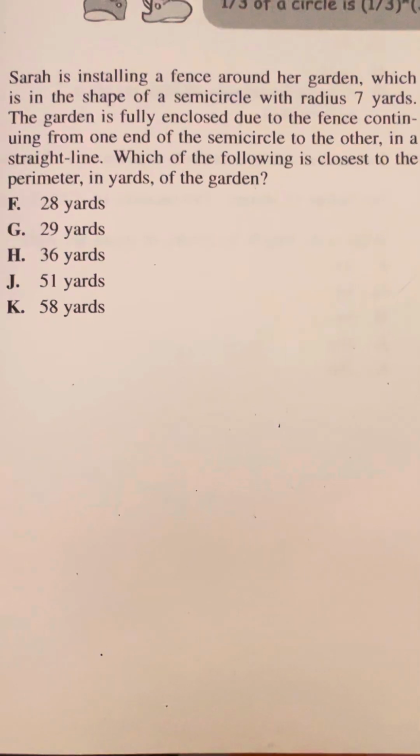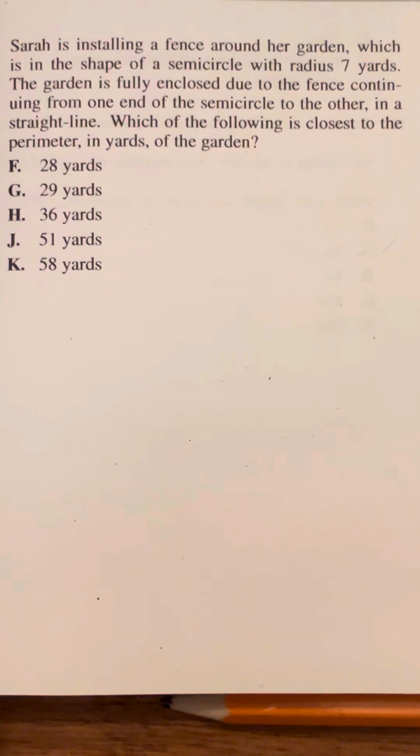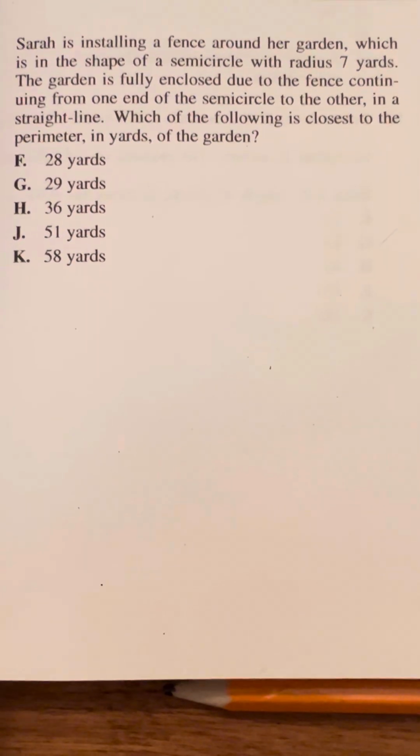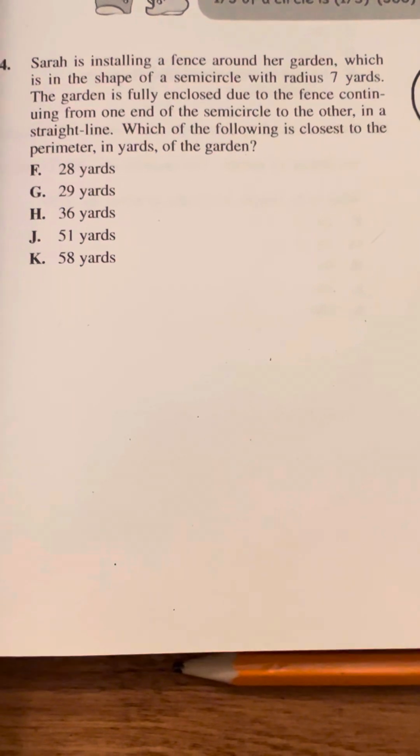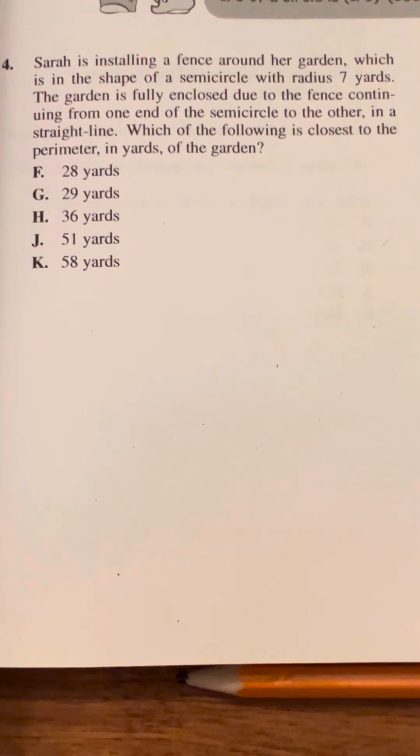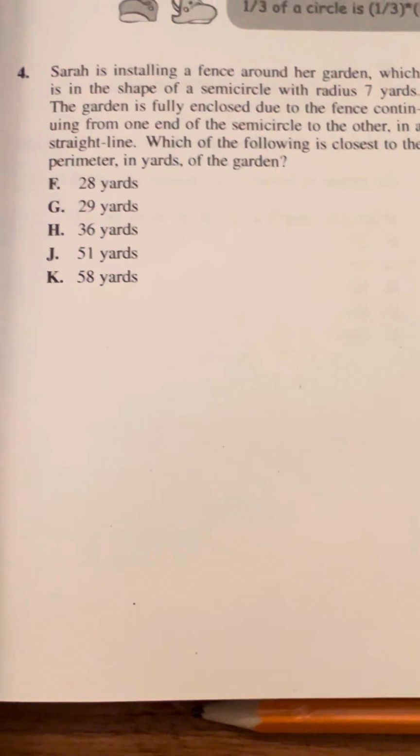The garden is fully enclosed due to the fence continuing from one end to the other of the semicircle in a straight line. Which of the following is closest to the perimeter in yards of the garden? So we have a bunch of different options here, and we're going to take a look and draw this out.